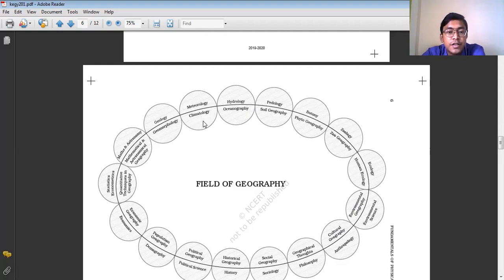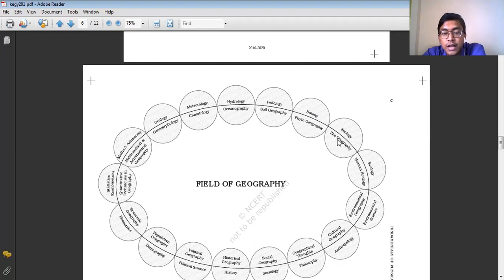Let me give you an example, like climatology. Climatology is a branch of physical geography, which is linked with meteorology. Meteorology is a science subject. Oceanography, a branch of geography, is linked with hydrology. Hydrology is a branch of science. Geomorphology is a branch of geography, and geology is a totally different subject, a totally science subject.